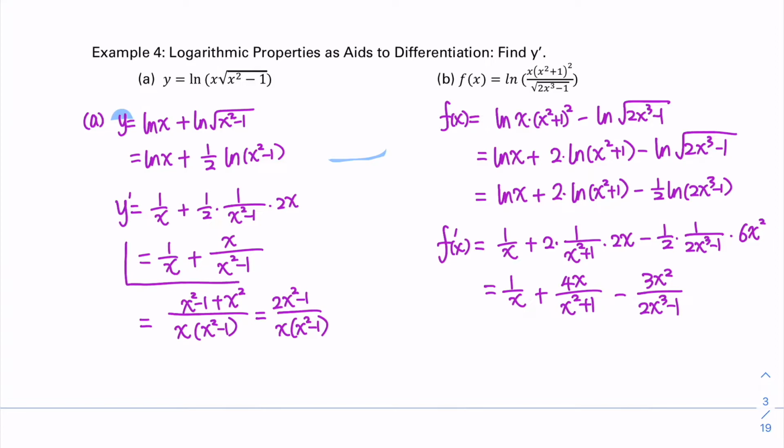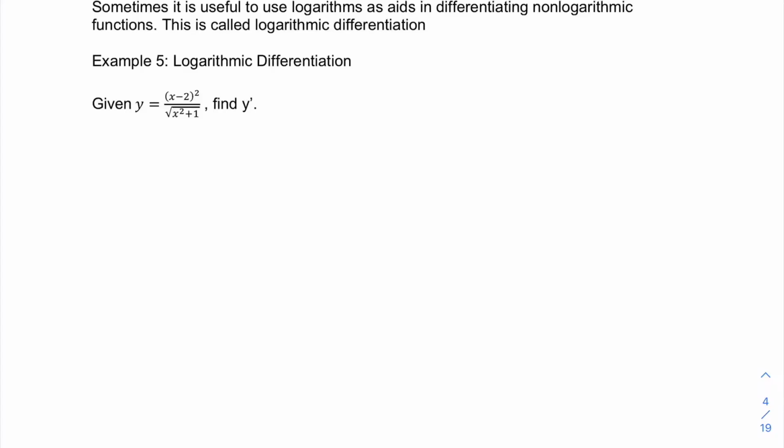You can leave your answer like this as an FRQ question, but you also need to be able to simplify it if it's given as multiple choice. And for part B, it's a little bit more complicated, but it's the same steps. The property: division becomes subtraction, and then take the derivative.